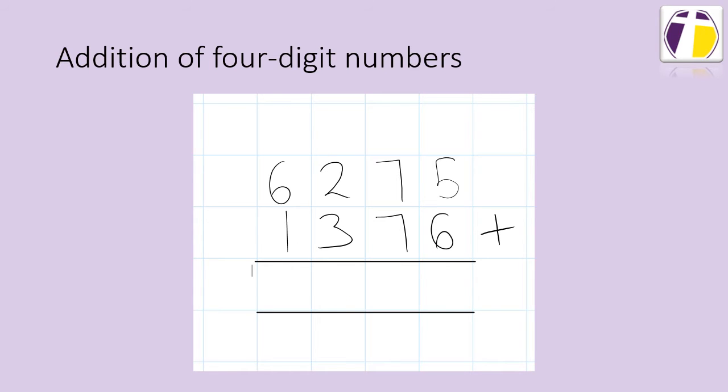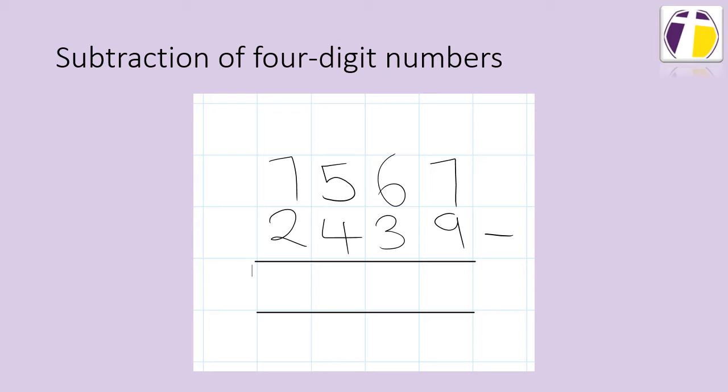Here's another example of one. There may be some more carrying that we have to be wary of this time. 6 and 5 is 11, so I'm going to put 1 here. I'm going to carry my 10 underneath. 70 and 70 equals 140, and add on the 10 is 150. So I'm going to place 50 and carry my 100. My next column, 200 plus 300 plus 100 equals 600. And then finally, 6,000 plus 1,000 equals 7,000.